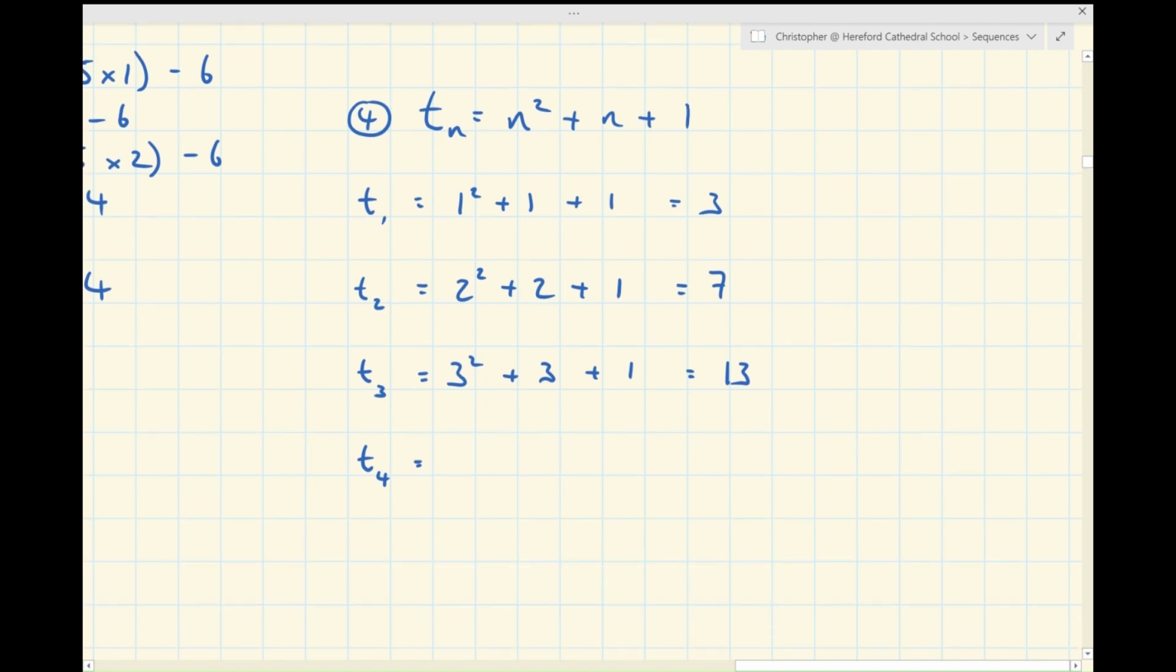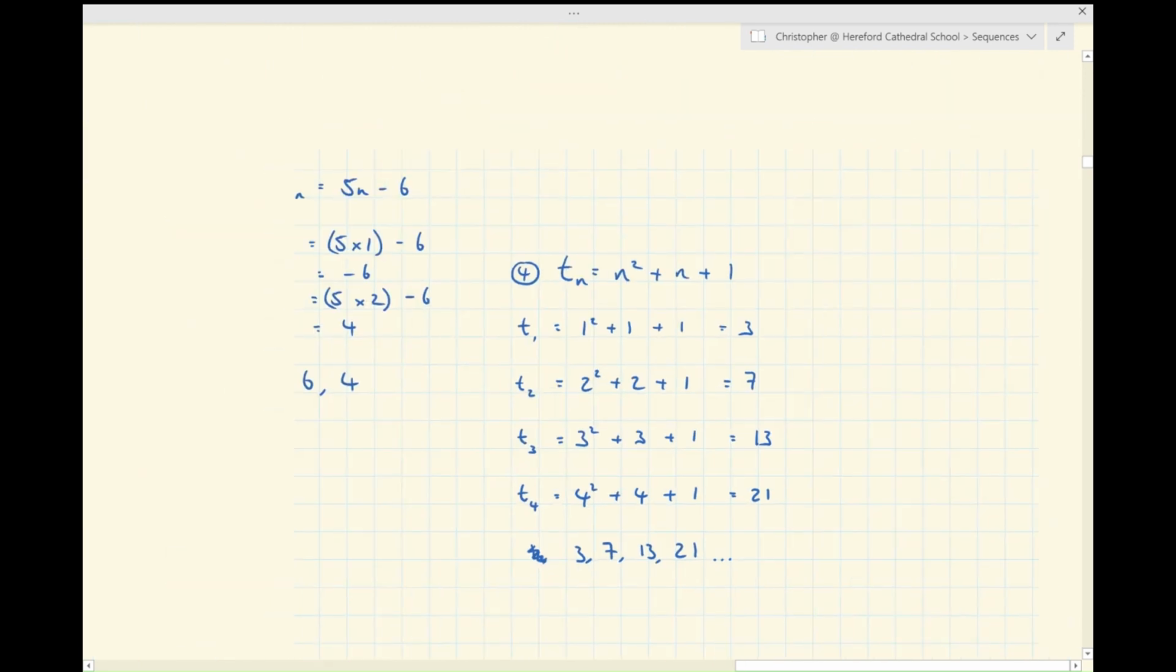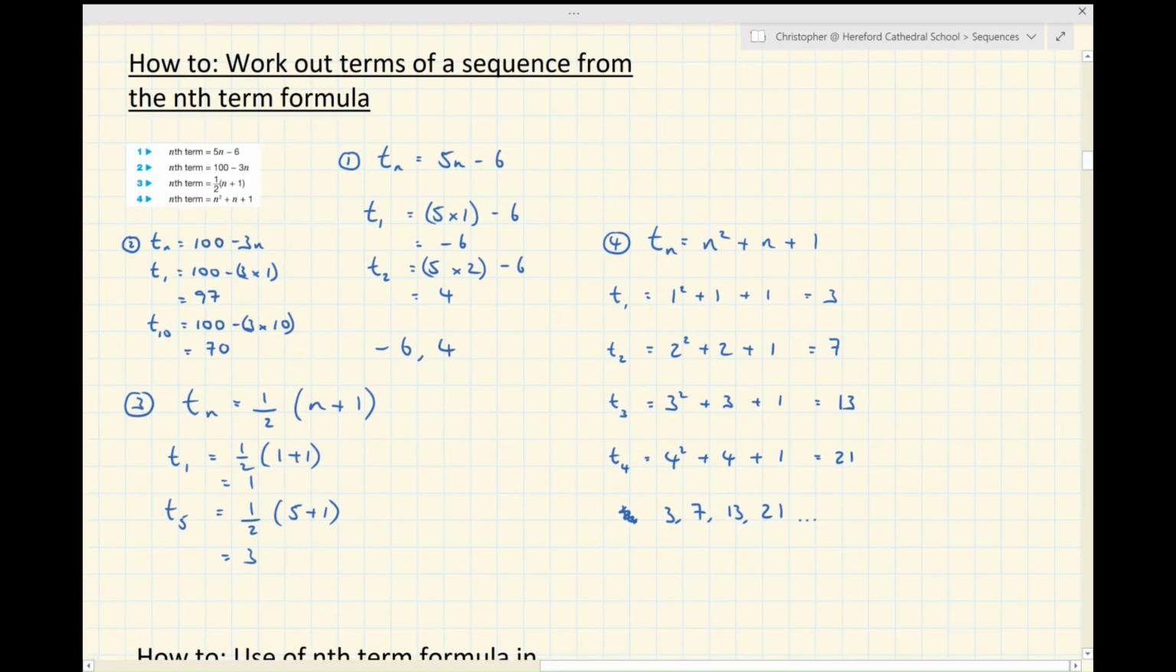And the fourth term would be 4 squared plus 4 plus 1. 4 squared is 16, plus 4 is 20, gives me a fourth term of 21. So this sequence looks like this. It starts with a 3, then a 7, then a 13, and then 21. So that is how to work out terms of a sequence using the nth term formula.